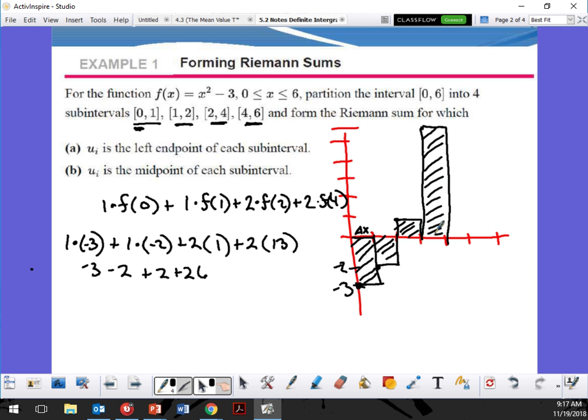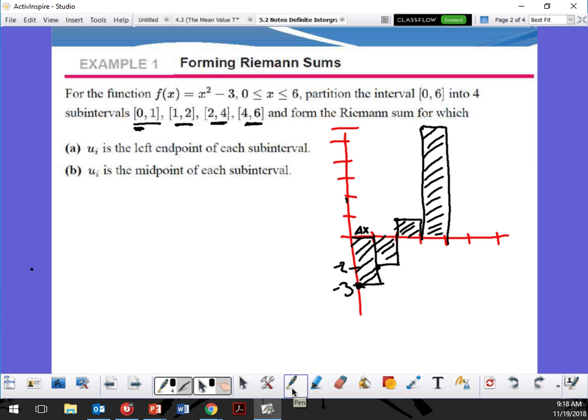Make sense? Okay, so if we're making this all the time, then you could actually see what, where, and why, especially when you get something where they are not equal intervals. Okay, this next part says use the what? Midpoint.